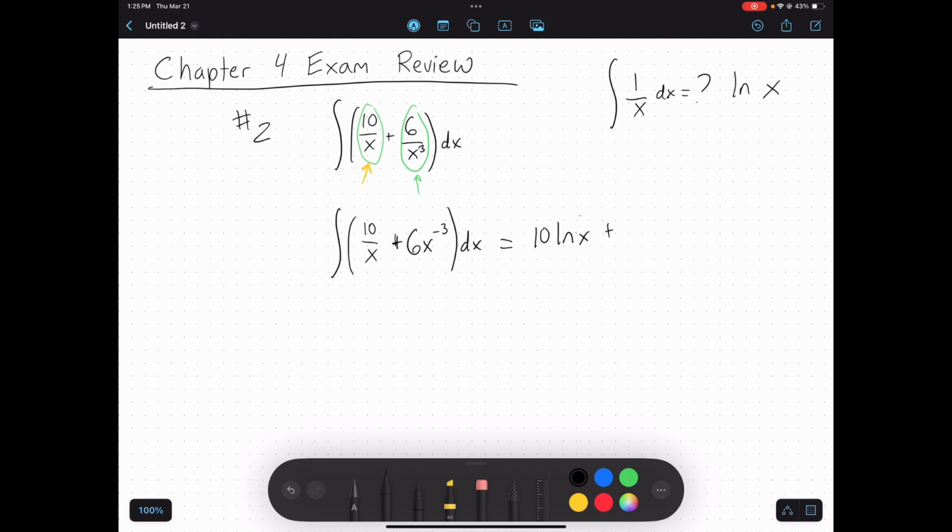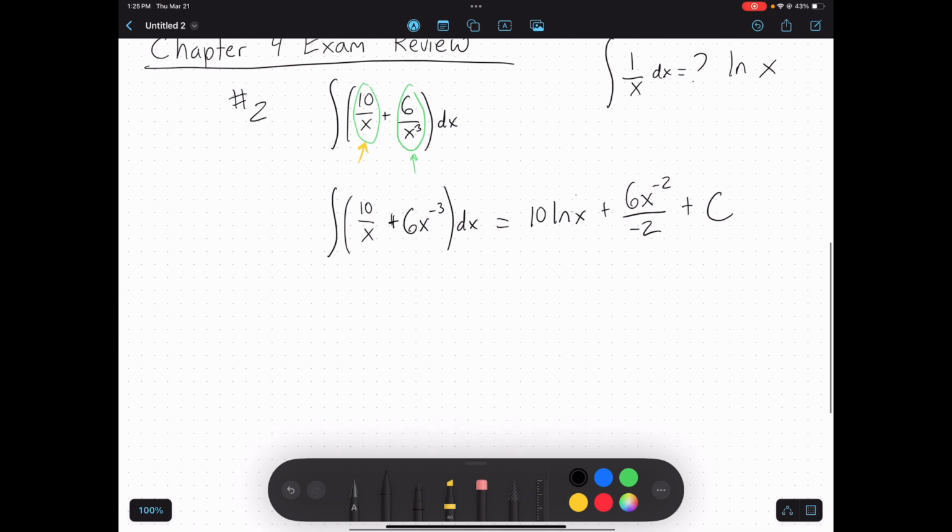My second term I need to use the power rule. So I'm going to add 1 to the exponent. I get 6x to the negative 2, and then I'm going to divide by that new exponent. And then, of course, since this is an indefinite integral, I'm going to add a plus c. Of course, you can simplify here, but we'll go ahead and move on.